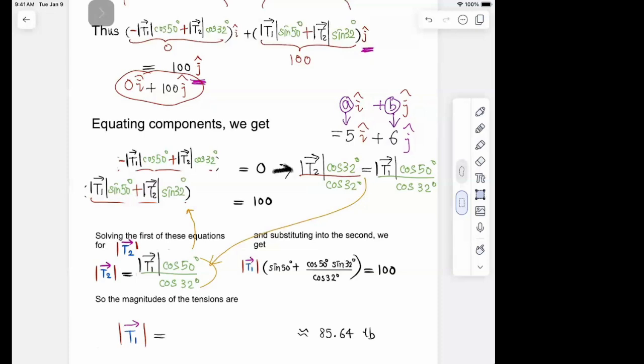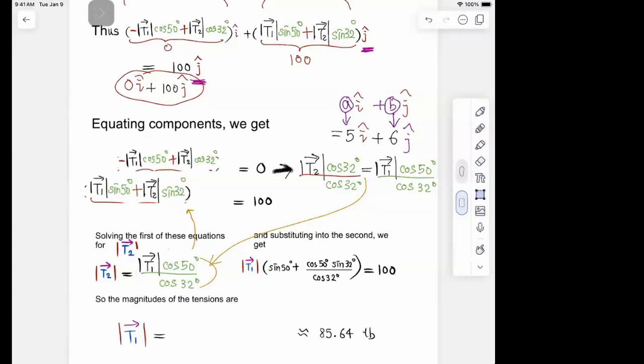Remember here, the A has to be matched with 5, B has to match with 6, right? So what's the A here? So this part here is this times I plus this times J, equal to 0I plus 100J. So it has to match with the 0. So that has to be 0 because there's no I. That part had to be 6.